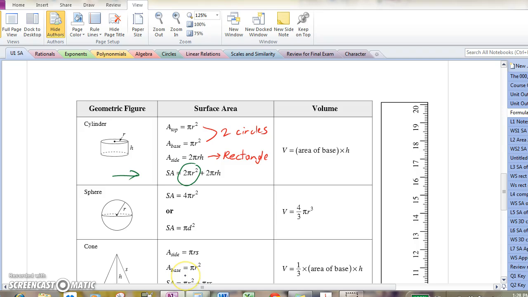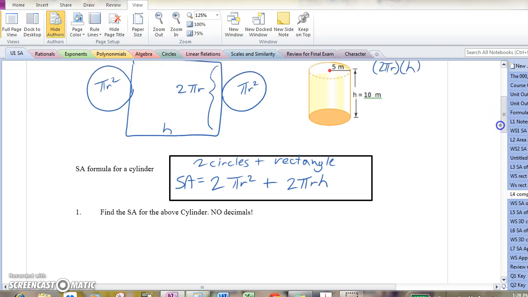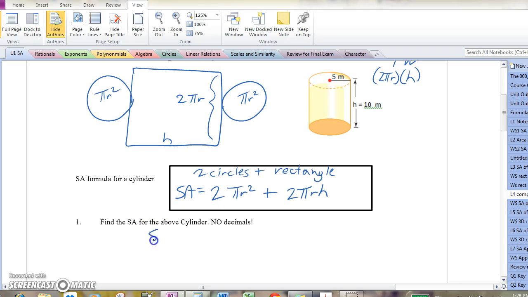Oops, going back to your notes. This way. Okay. Whenever we're solving cylinders, we start with SA equals. Write that down, please. Write down SA equals. Okay, I'm writing it down because that's the proper way to start any formula. Then you write down the rest. 2 times pi times r squared plus 2 times pi times r times h.